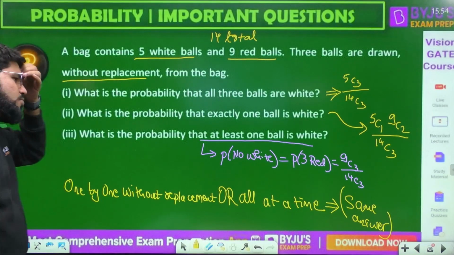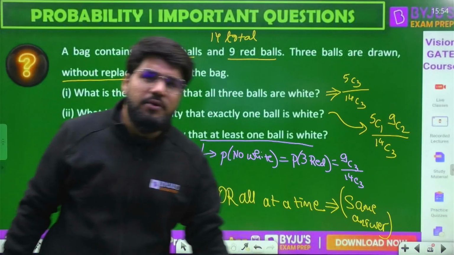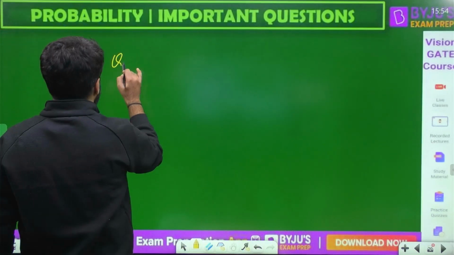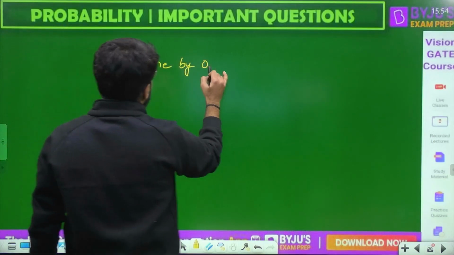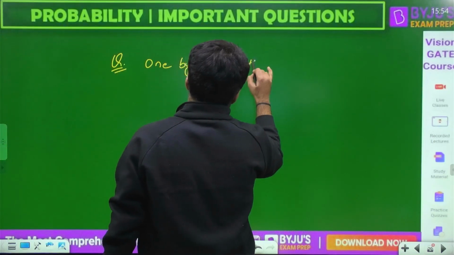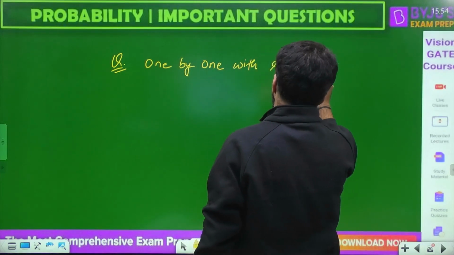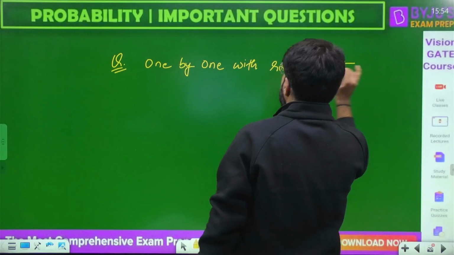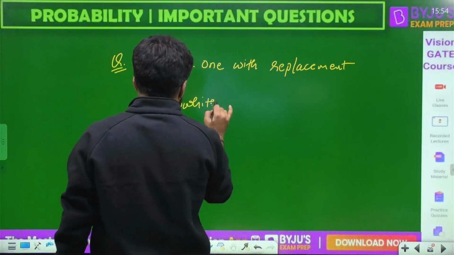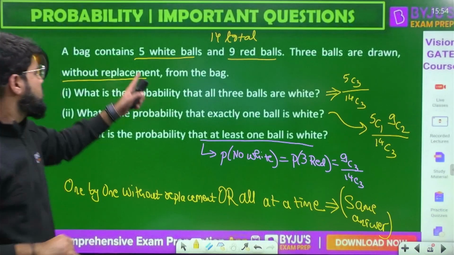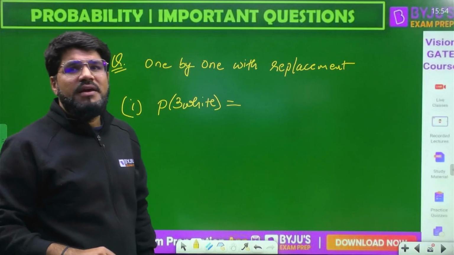So calculations you can complete later on, but this is the intent. But let me tell a different question here. If the balls are drawn one by one with replacement, then what is the probability of 3 white? Like the first question, what is the probability that all 3 are white?